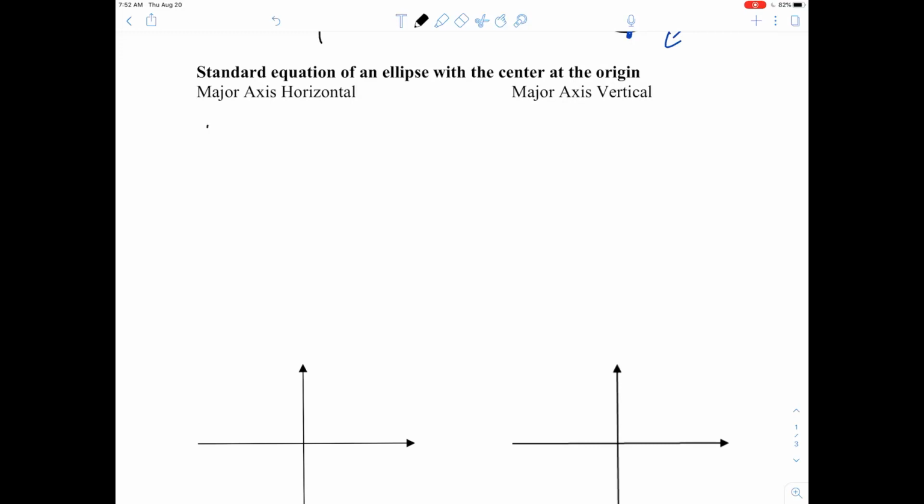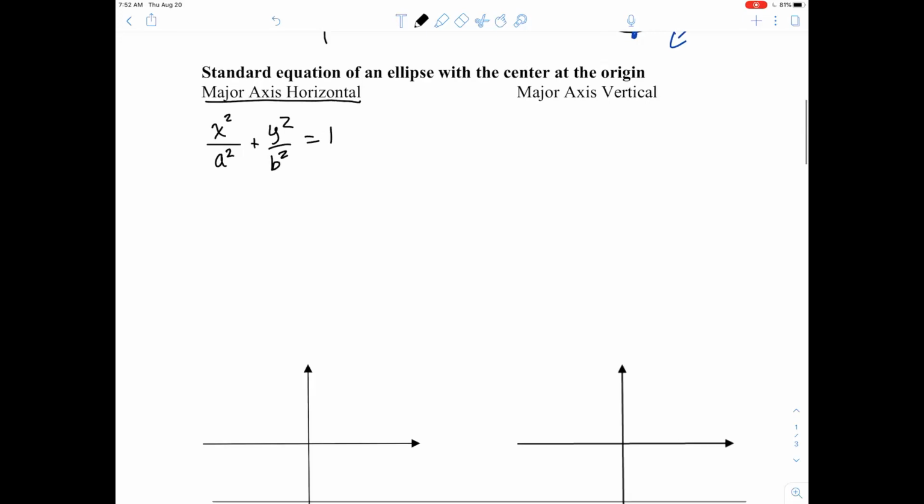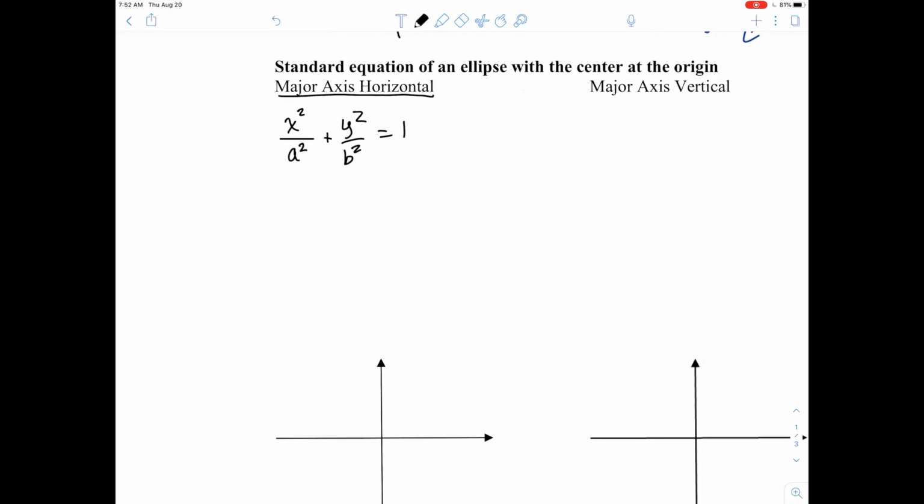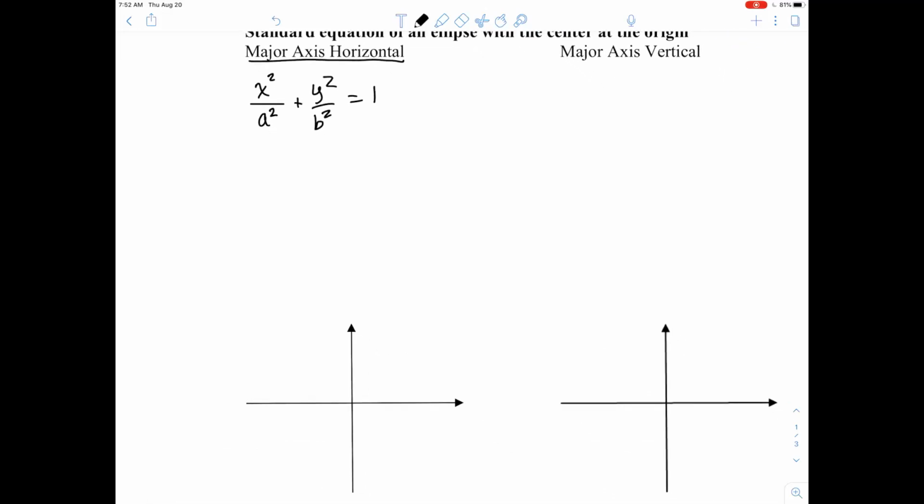It looks like this. If we're centered at h, k and our major axis is horizontal, okay? So that's going to be x squared over a squared. The a squared always goes with the major axis, okay? Plus y squared over b squared. The b always goes with the minor axis. And all of these equations should equal 1. They should equal 1. Okay? This does come off of the equation of a circle, and I could show you that if you're curious about that.